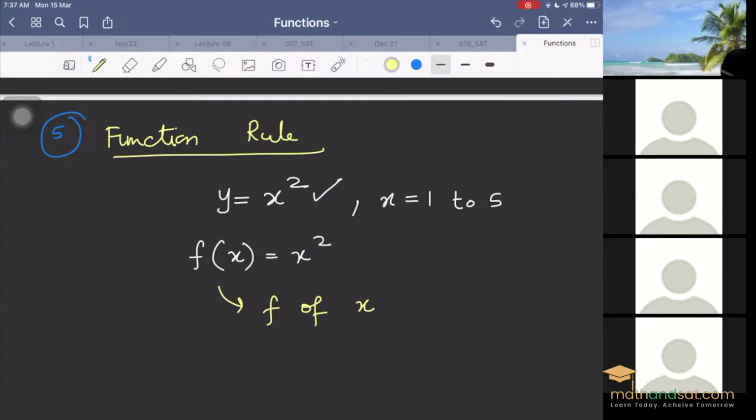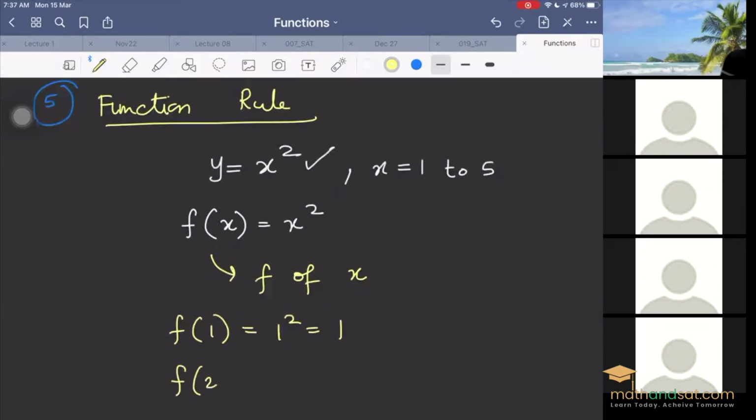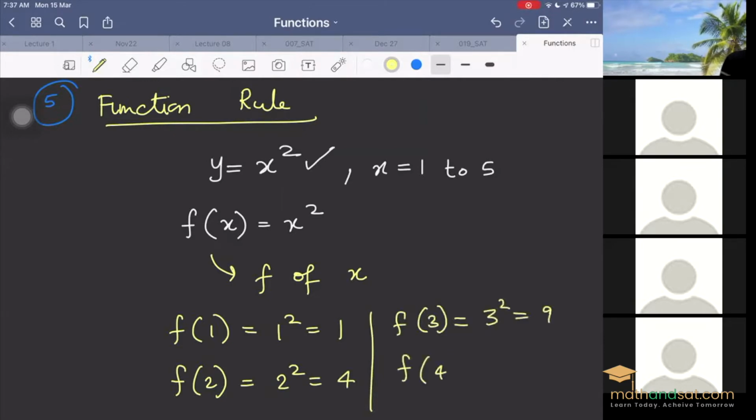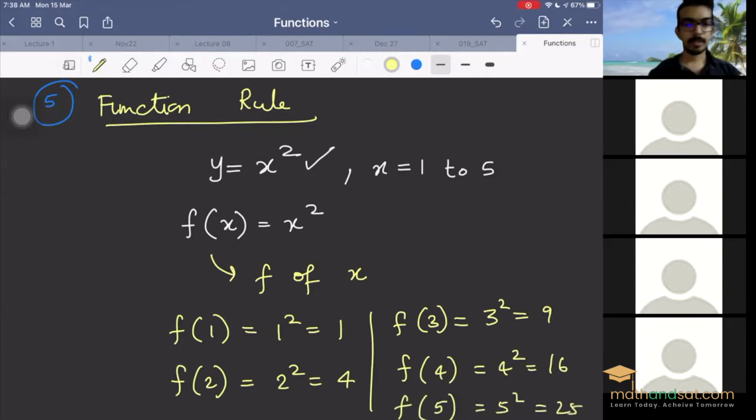Corresponding to the number 1, the output is f of 1, which is 1 squared, which is 1. Corresponding to the input 2, the output is 2 squared, which is 4. For 3, the output is 3 squared, which is 9. For 4, it is 4 squared, which is 16. For 5, it is 5 squared, which is 25. Clear?